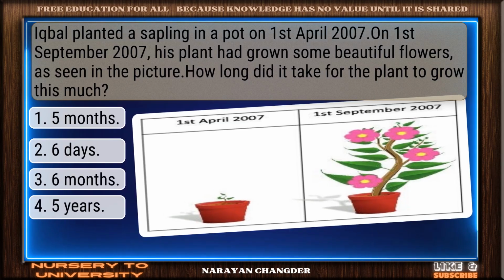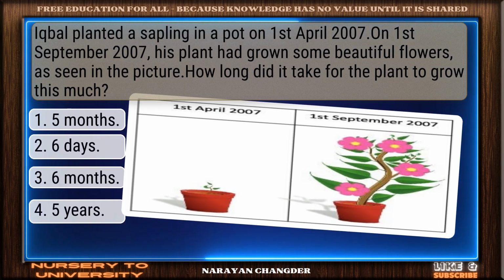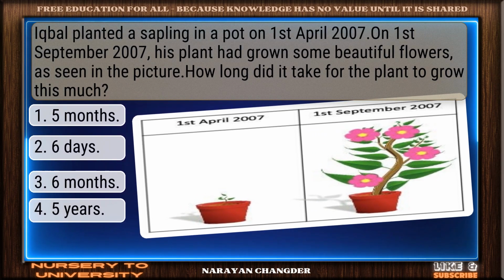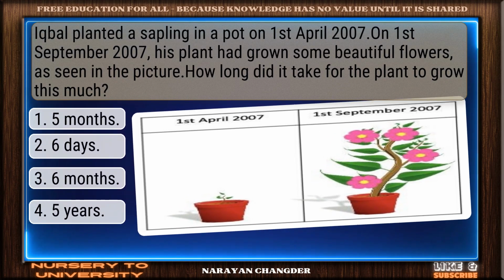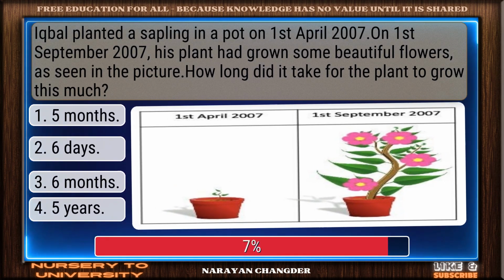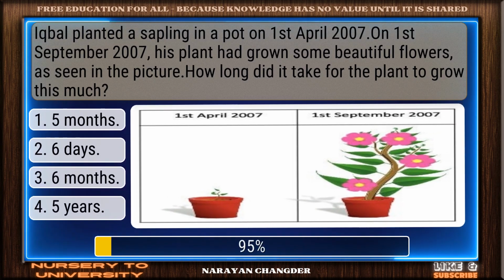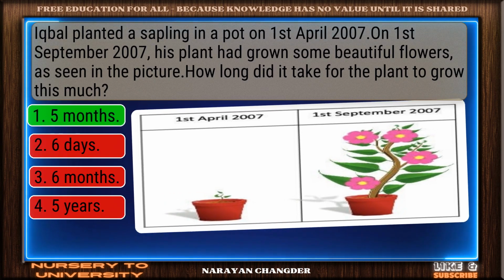Iqbal planted a sapling in a pot on 1st April 2007. On 1st September 2007, his plant had grown some beautiful flowers as seen in the picture. How long did it take for the plant to grow this much? Bravo, 5 months is the answer.